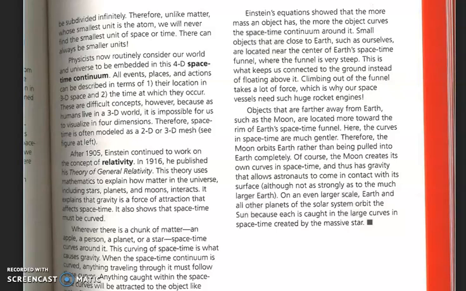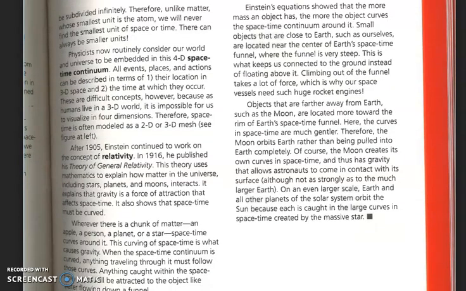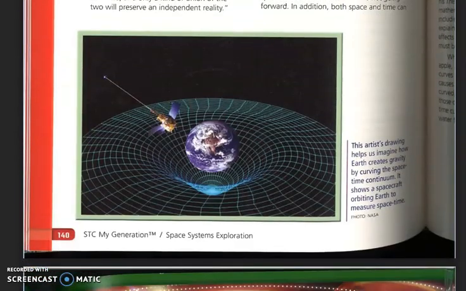These are difficult concepts, however, because as humans live in a 3D world, it is impossible for us to visualize in 4 dimensions. Therefore, space-time is often modeled as a 2D or 3D mesh. See figure at the left. And this artist's drawing helps us imagine how Earth creates gravity by curving the space-time continuum. It shows a spacecraft orbiting Earth to measure space-time. So that grid-like substance that kind of looks like a funnel underneath Earth, that is the representation of space-time that the book is referring to.